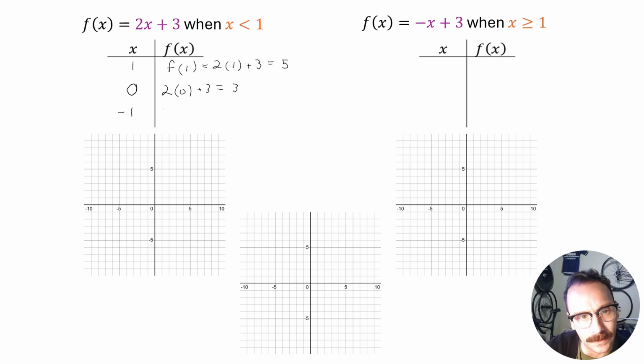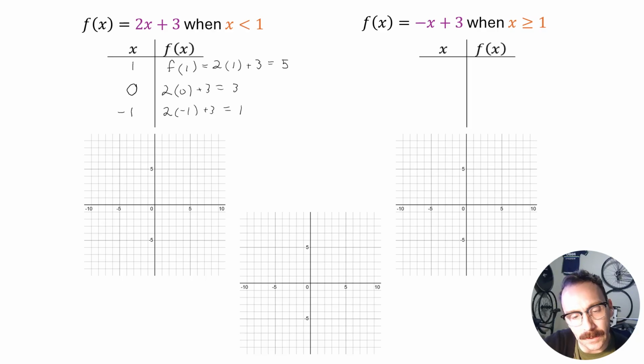Okay, last one together. Negative 1 into all of the x positions. 2 times negative 1 is equal to negative 2. If I add 3 to that, I get, is that 1? Hope you're working along with me. You can check your work as well.